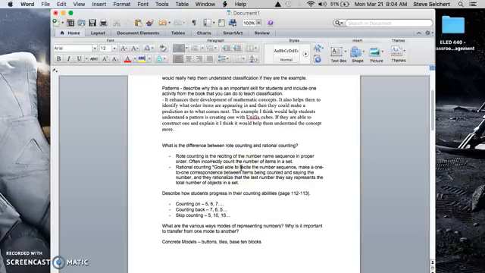For patterns, it helps enhance their development in mathematic concepts. It also helps them to identify what order something is appearing in, and what might come next.